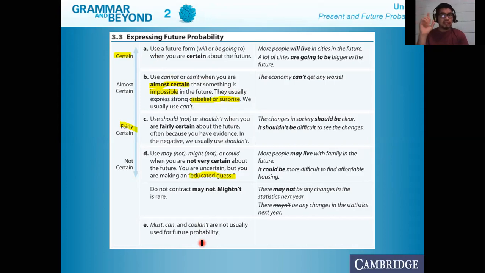But you can use could in the affirmative form to talk about the future, okay? But not in the negative form. Can as well can only be used in the negative form, but not in the affirmative to talk about the future, and must cannot be used at all, okay? Instead of must, we're going to use will and going to, okay? Because they are the ones that are the equivalent of certain or almost certain. They mustn't be tomorrow, they can be tired, or they couldn't be here tomorrow.